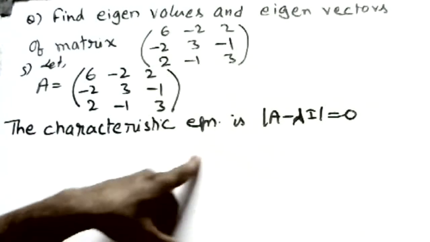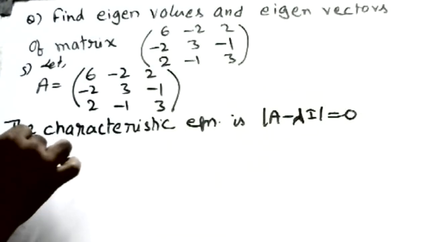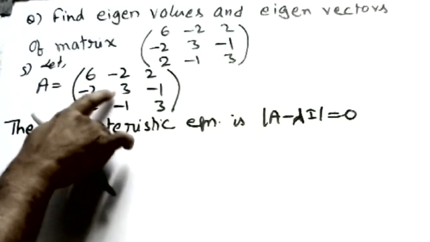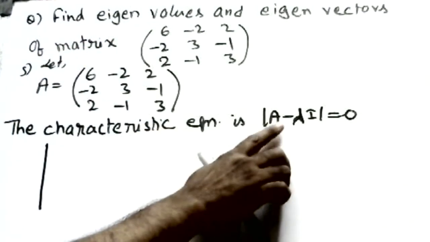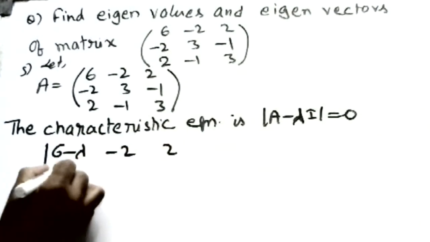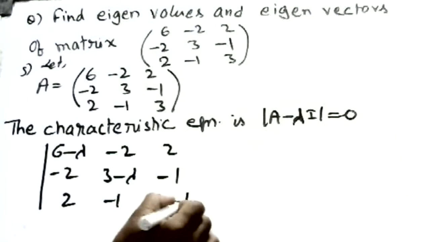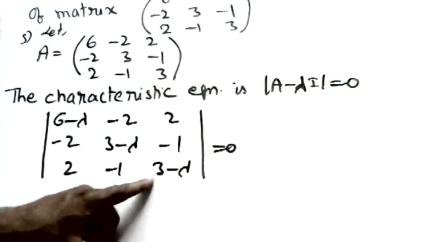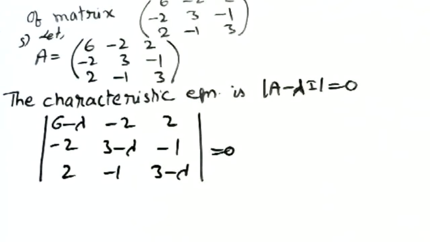See here, I wrote the value of A. Now the characteristic equation is mod of A minus lambda equals 0. How to change it? You already studied this. With these diagonal numbers, we get minus lambda: 6 minus lambda, 3 minus lambda, 3 minus lambda. The remaining numbers remain the same. What we did here is just write minus lambda with the diagonal elements.